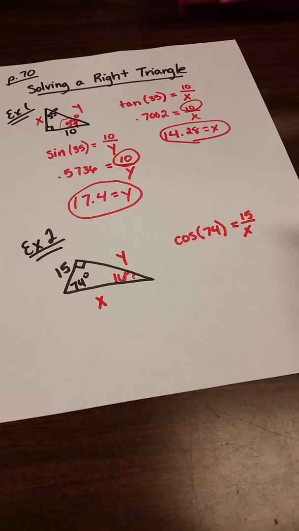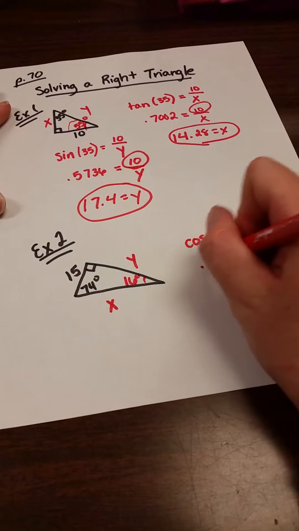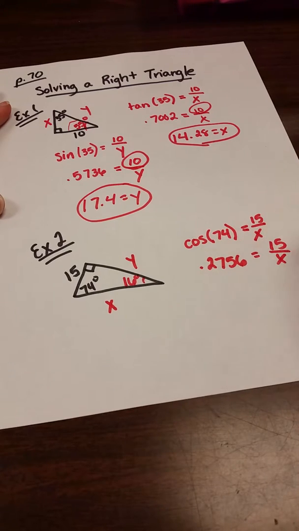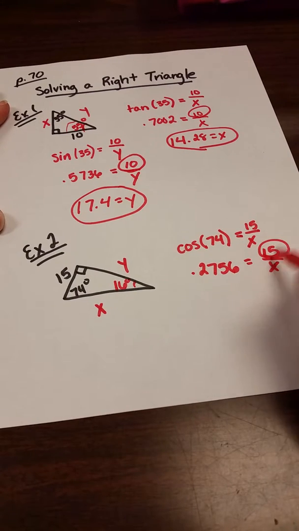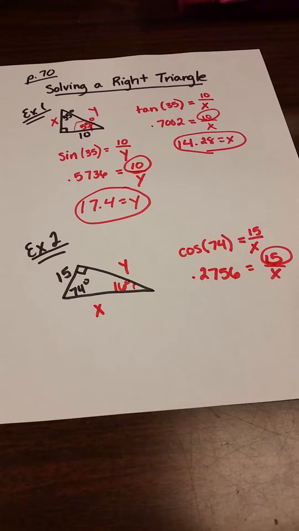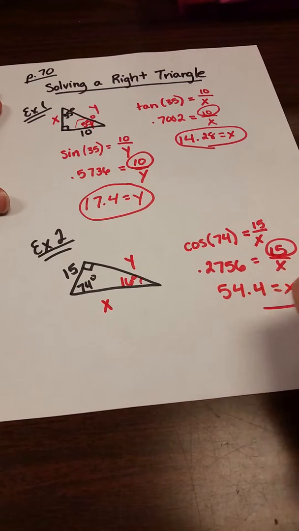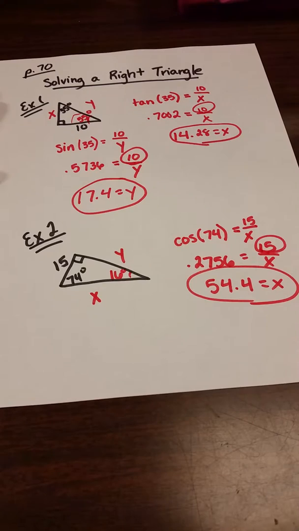And I'm going to type cosine of 74 in my calculator, and I get 0.2756 equals 15 over x. Since my 15 is on top, I'm going to divide. So 15 divided by 0.2756, and I get 54.4 for my x.